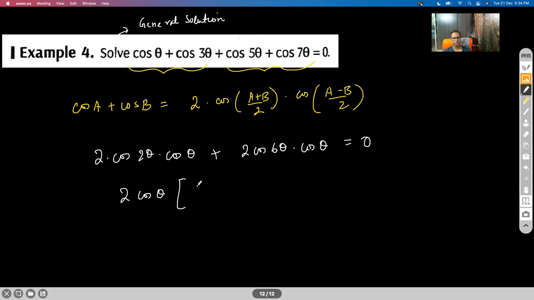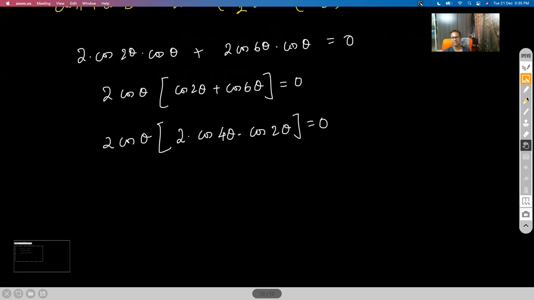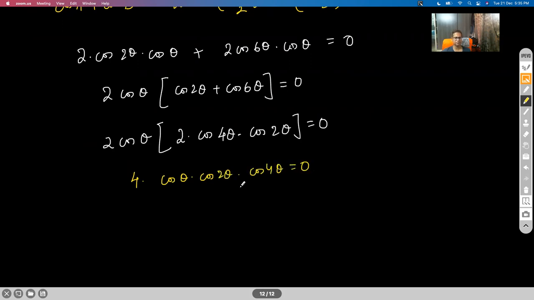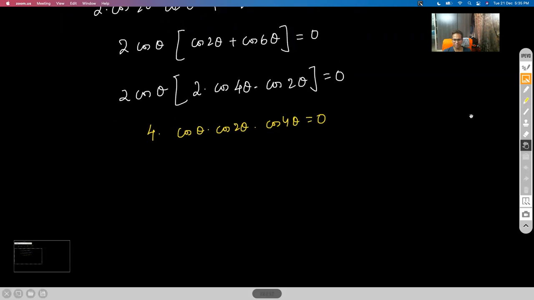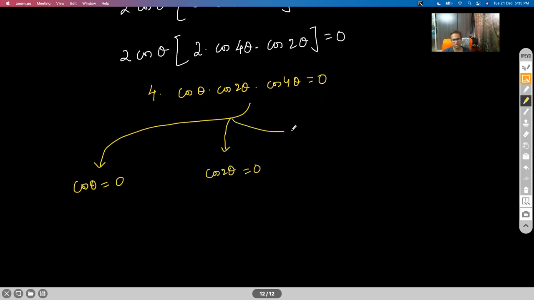Take 2 cos theta common, you will have cos 2 theta plus cos 6 theta. So this will become 2 cos theta, into 2 cos 4 theta into cos, if I'm not mistaken, 2 theta again. Yes or no? In short, it simplifies to something like this. Correct? Now everybody please pay attention. If the product of three quantities is zero, either this could be zero, or this could be zero, or this could be zero.